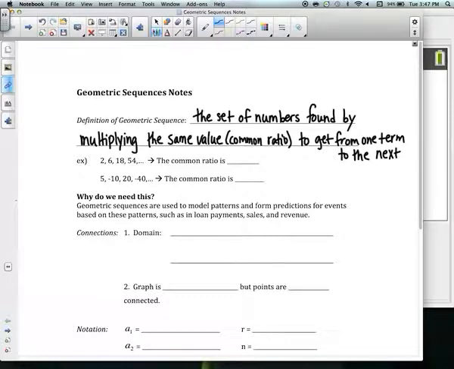So just like before, we're going from the previous term to the next term. If we look at our two examples we have here, you go from 2 to 6, and then 6 to 18, and 18 to 54. We're multiplying by 3. Our common ratio is 3.